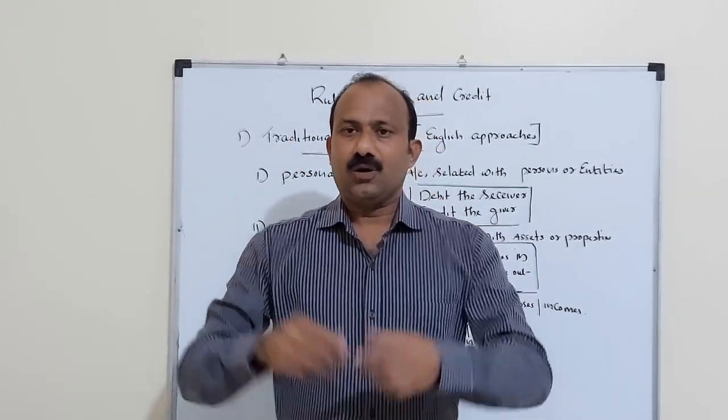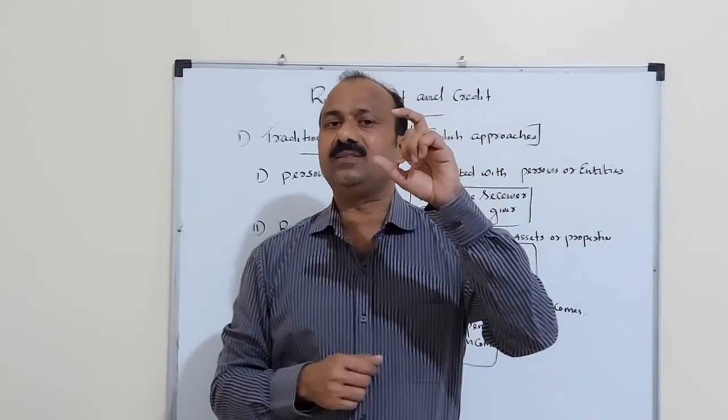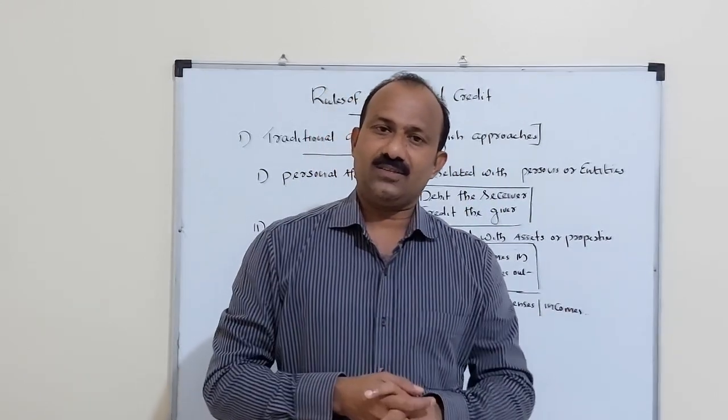For example, you are purchasing machinery. What is coming to the business? Machinery. So debit the machinery. This rule is known as the real account rule.